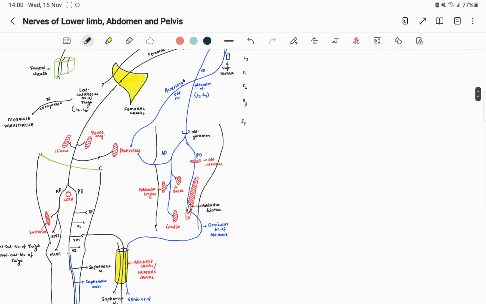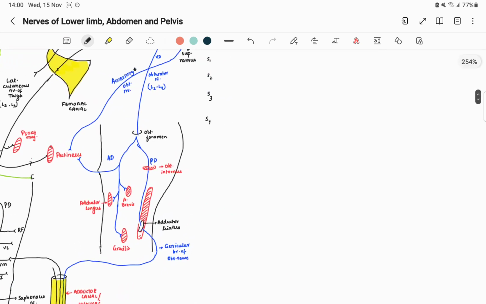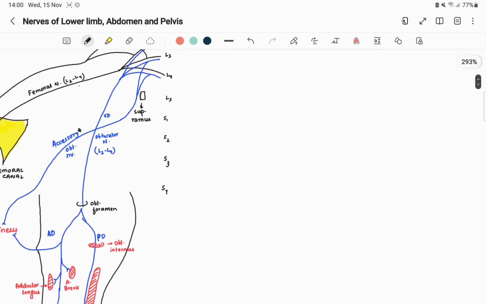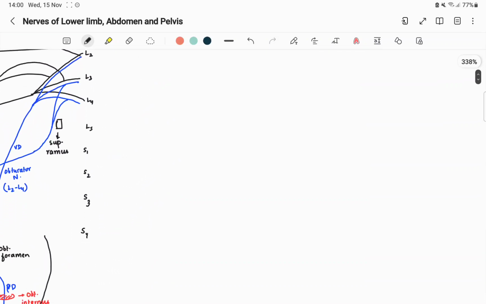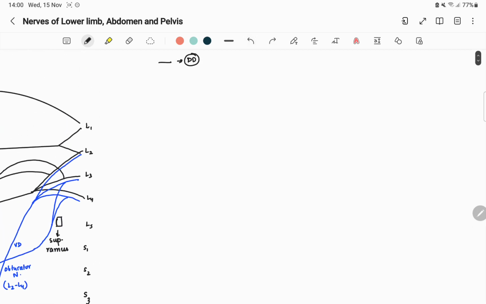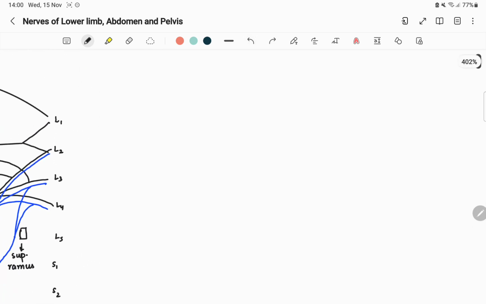After the obturator nerve, let's discuss the nerves arising from the sacral plexus. The lumbar plexus goes up to the L5 level. After L5, we have the contribution to sacral nerves, so the sacral plexus is formed.